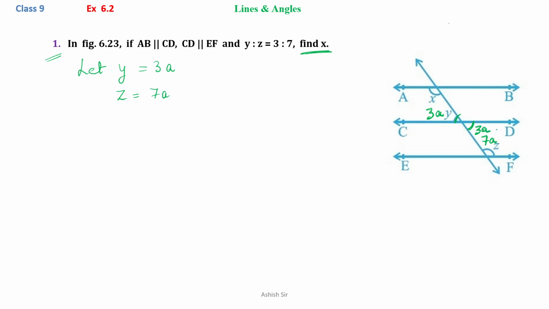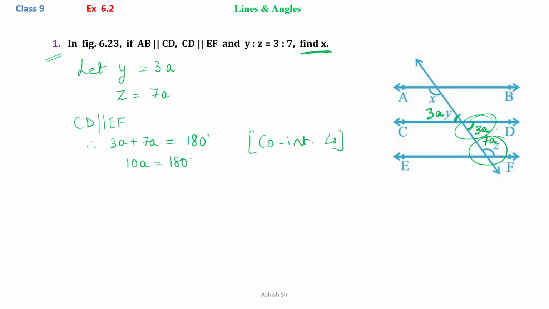Now we can see that this angle and this angle, both the angles are co-interior angles, as CD is parallel to EF. Therefore, we can write that 3A plus 7A will be equal to 180 degrees, as they form co-interior angles. So 10A equals 180 degrees, A equals 180 by 10, and we can cancel it. So the value of A will be 18.